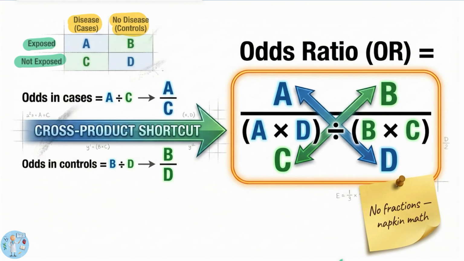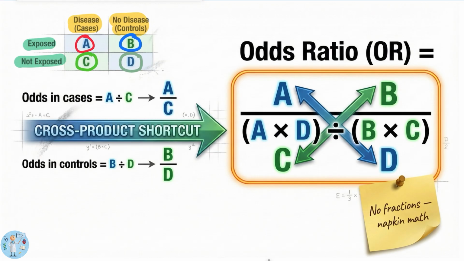Let's make sure we define what those letters mean, without getting too jargony. Okay, so A, this is the critical group. It's the intersection of exposure and disease. These are the sick people who were exposed. Okay, sick and exposed. Got it. B are the people who were exposed, but they didn't get sick. So healthy people who were exposed. Right. C, these are people who got the disease, but they were not exposed. And then D must be the ideal comparison group. Exactly.